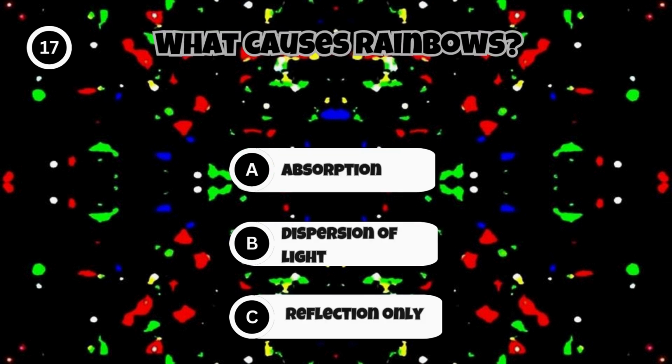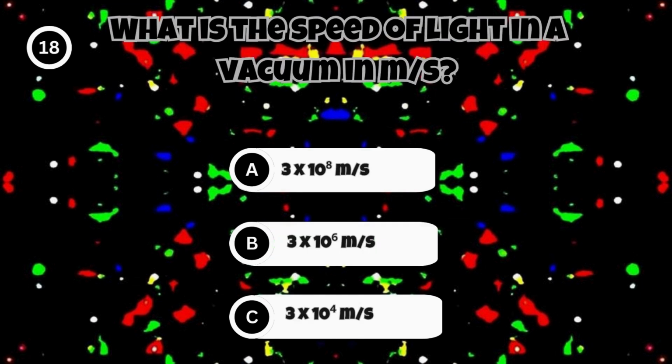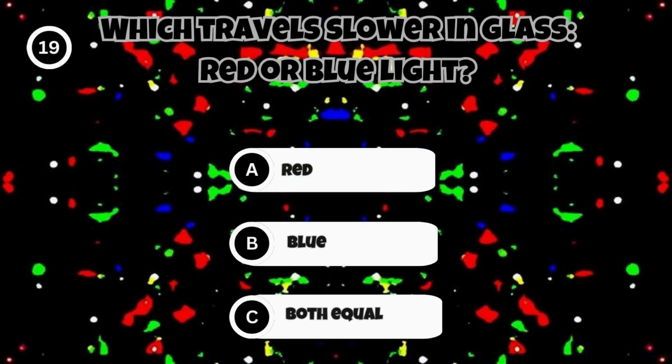What causes rainbows? What is the speed of light in a vacuum in meters per second? Which travels slower in glass, red or blue light?